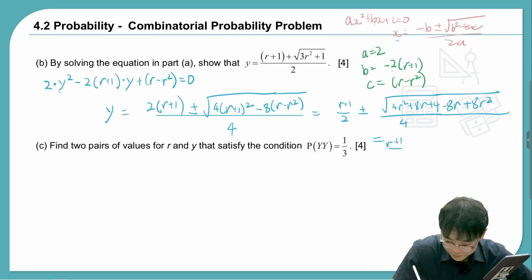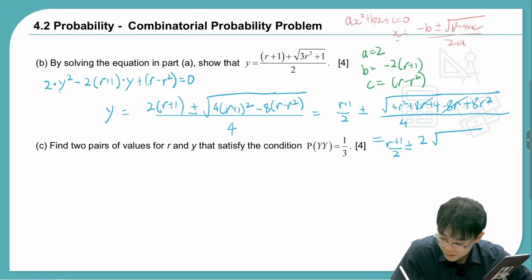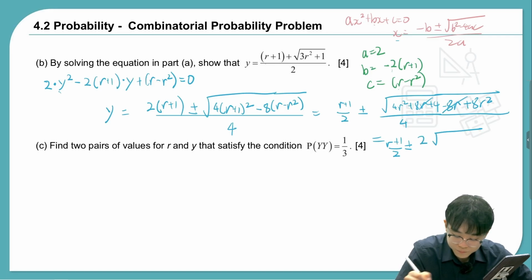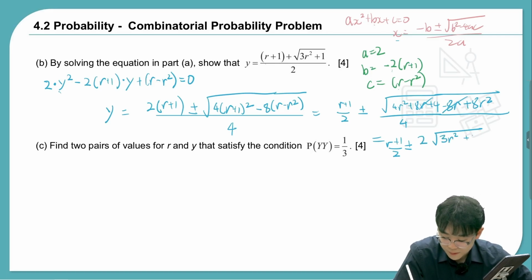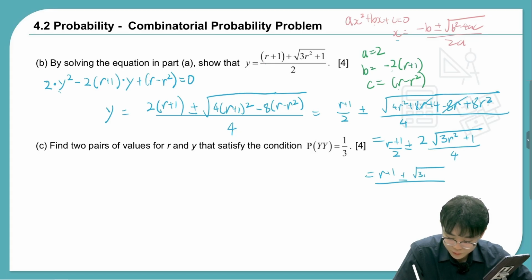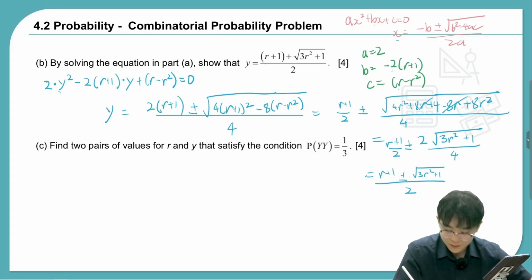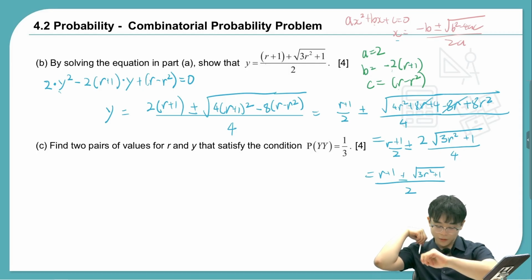So we get r plus 1 over 2 plus minus, the 8r would go away, right? And then we can kind of factor out the 2. So we would get 12r squared plus 4. But if we factor out the 2, we get 3r squared, and then plus 1, right? All over 4. So we would get r plus 1 plus minus square root of 3r squared plus 1 over 2. So it seems like we're almost there, but we don't have the negative sign, right?